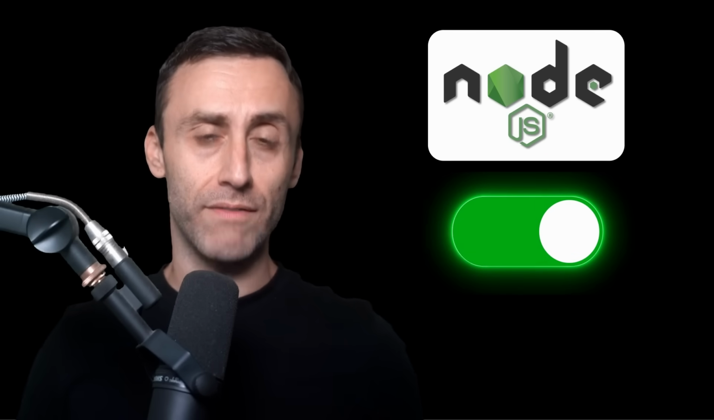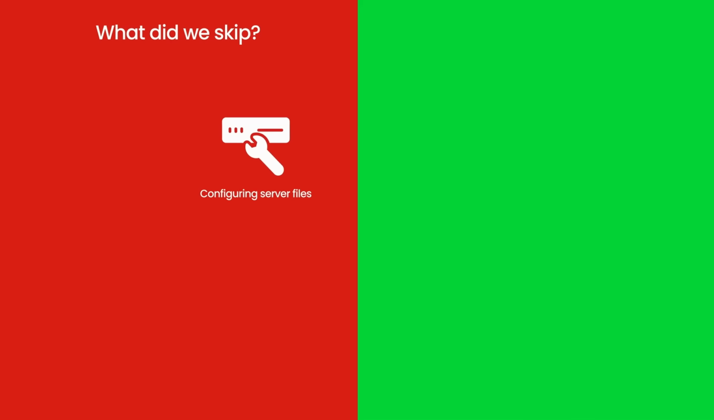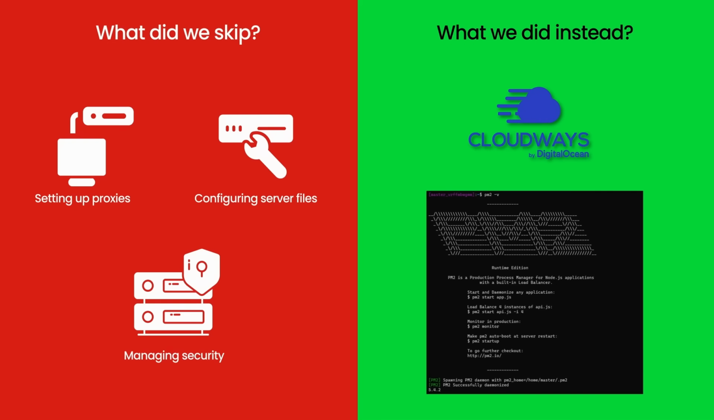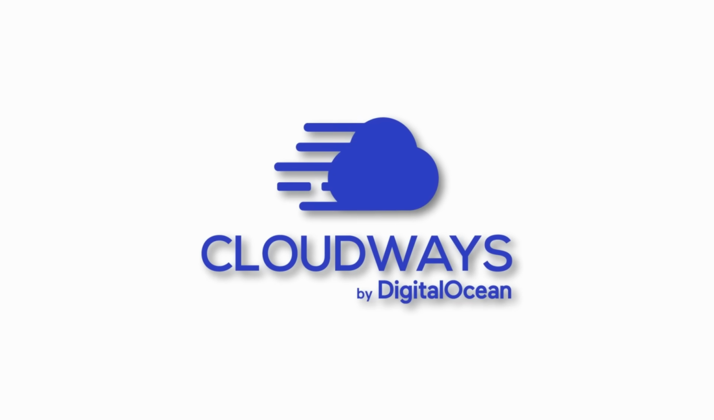And just like that, our Node.js app is live. As you saw, we didn't have to configure any complicated server files or manually set up a proxy. We just installed our app, told Cloudways how to run it with PM2, and it just worked. And this is exactly why I find a platform like Cloudways so useful. I can focus on my code and it handles all the background tasks that keep the app secure and online.